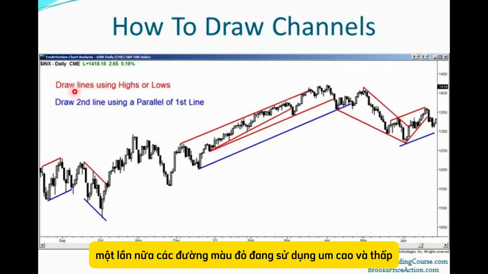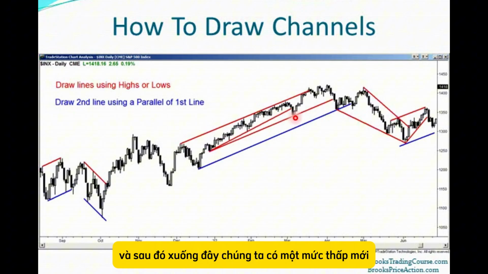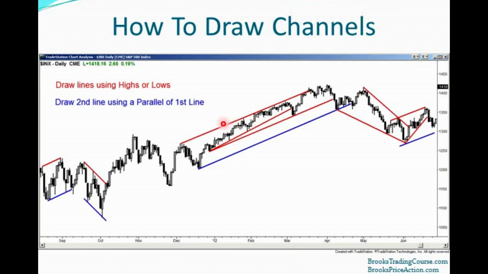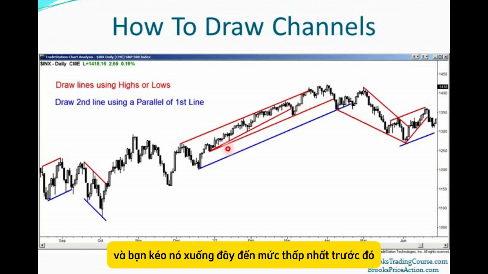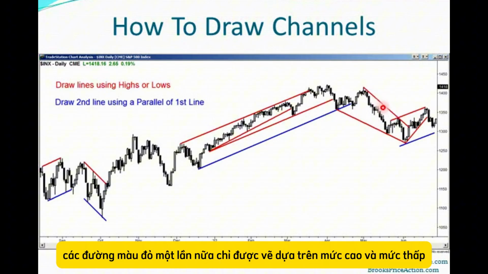Again, the red lines are using highs and lows. So connecting highs up here, connecting lows over here, and then down here we have a new low, so you draw a new channel. The blue lines are parallels. You draw this trend channel line above, you create a parallel, and you drag it down here to a prior swing low, and that tells you to look in this area to see how the market behaves when it gets there.